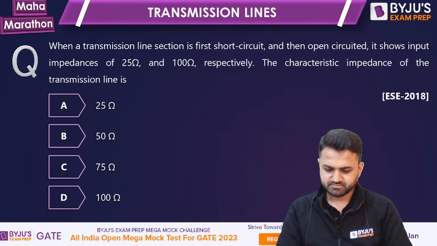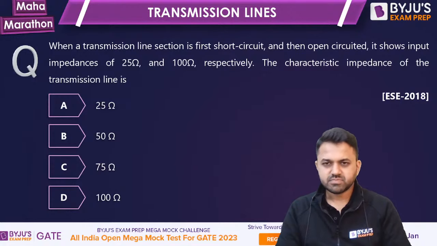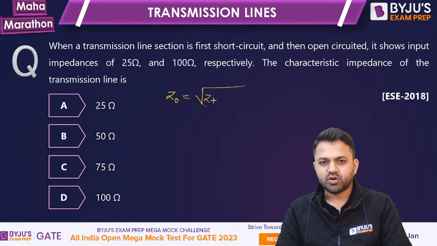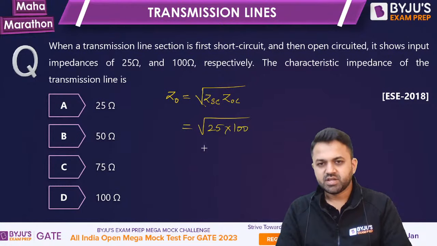Now answer this question. Yes, we know that, absolutely correct. So we know that the characteristic impedance is the geometric mean of the short circuit impedance and the open circuit impedance. So this is root over 25 into 100. So we get 50 ohms. So the answer is option B.